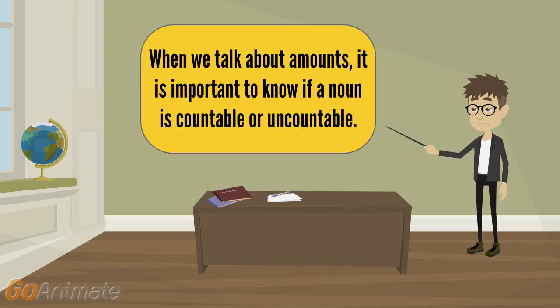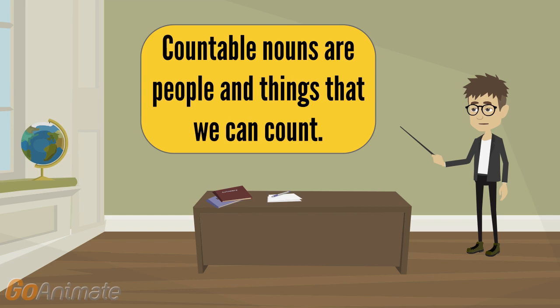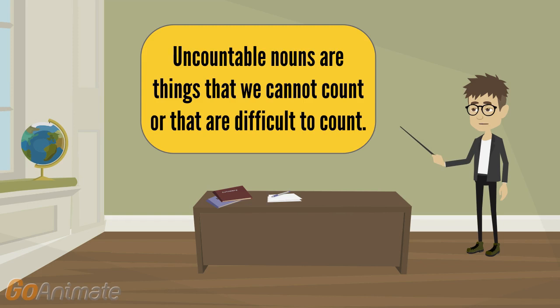When we talk about amounts, it is important to know if a noun is countable or uncountable. Countable nouns are people and things that we can count. Uncountable nouns are things that we cannot count or that are difficult to count.